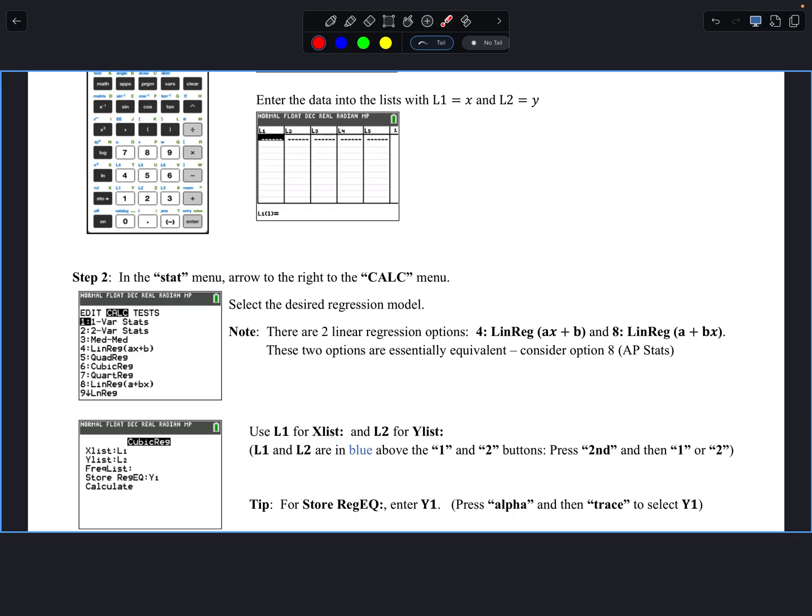Based on the situation, you're going to learn whether you should make a linear model, a quadratic model, or a cubic model. This is quartic, so that's a 4th degree polynomial. There is also 1 variable stats and 2 variable stats.